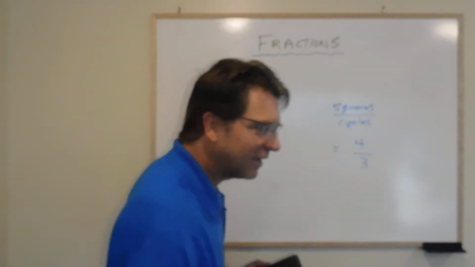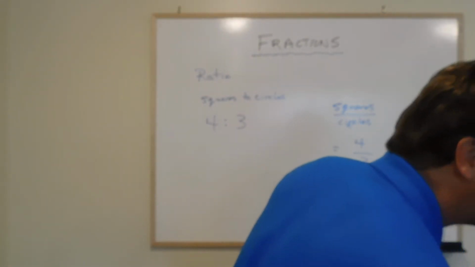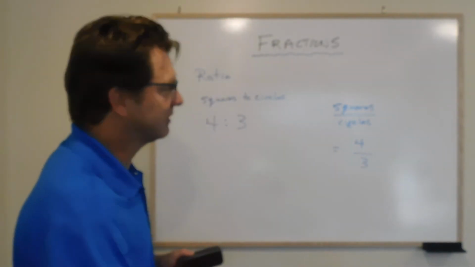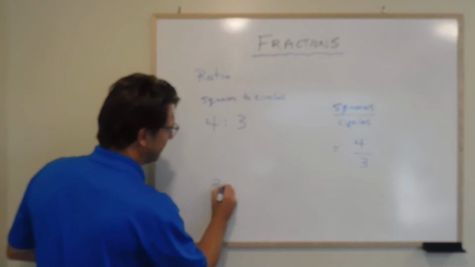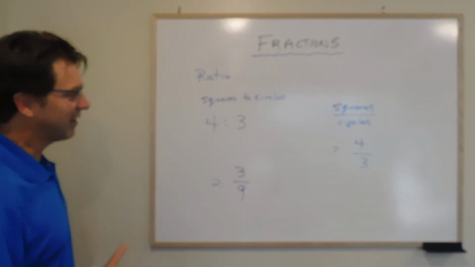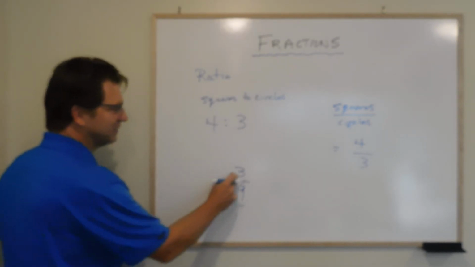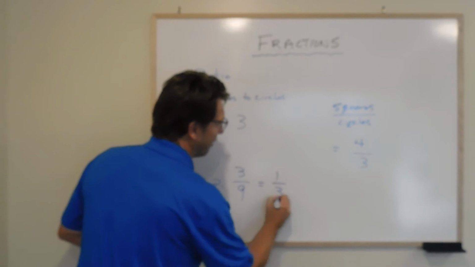Okay? Looking at the other ones, circles to the total number of shapes. Well, we have 3 circles and it looks like we have 9 shapes. So the second one, number 2, 3 circles to 9 shapes. Now that can be reduced, right? Because 3 goes into 3 and 3 goes into 9. It can be reduced to 1/3.